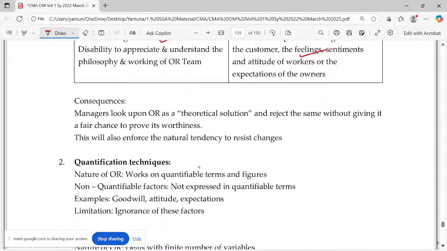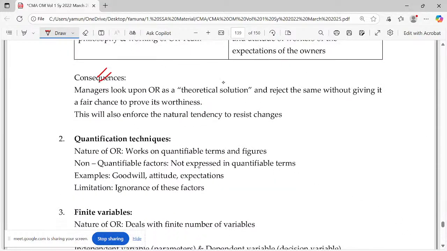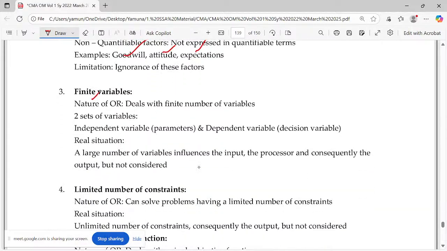Okay, this happens usually. So consequently, they develop a theoretical solution, but when it comes to the practical side, when it comes to execution, goodwill, attitude... In HR, a team member never comes to the office, but when he comes, he finishes the work perfectly. How will you treat him? Like, you cannot see that in a quantifiable way. Sometimes you have to work only on finite variables. We cannot talk about hundreds and thousands of variables.